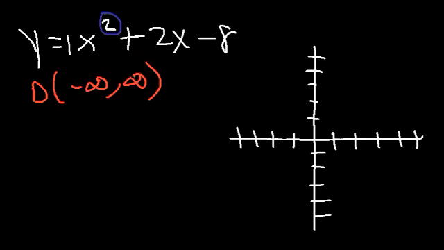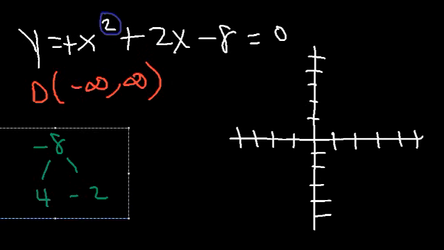So because it's positive x squared, the parent function looks like this. One of the best ways to solve it, or to graph it, is to find the x-intercepts, if possible. So let's set it equal to 0, and let's factor it. What two numbers multiply to negative 8, but add to positive 2? This is going to be positive 4 and negative 2. 4 times negative 2 is negative 8, but 4 plus negative 2, that adds up to positive 2.